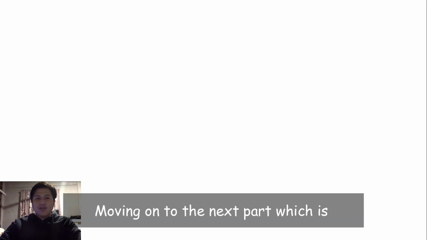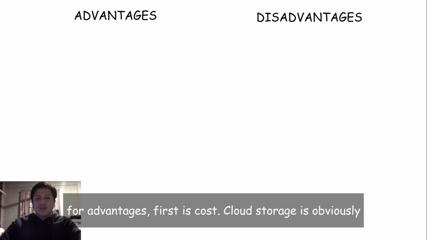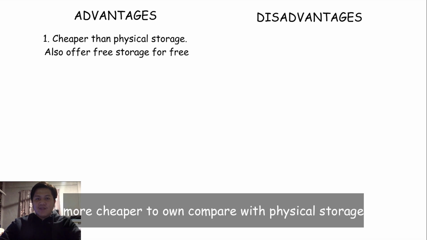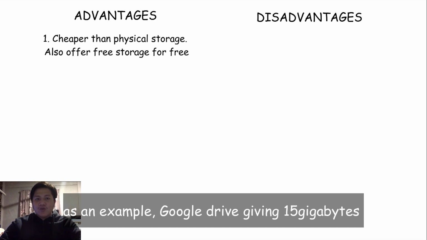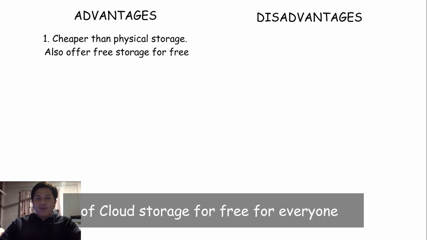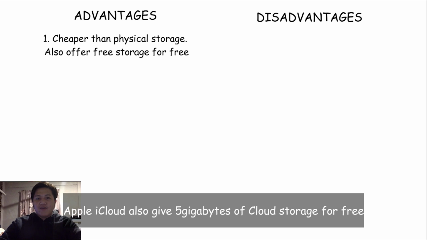Okay, moving on to the next part, which is advantages and disadvantages of cloud storage. For advantages, first is cost. Cloud storage is obviously cheaper to own compared to physical storage because usually we can get basic capacity for free. As an example, Google Drive gives 15 GB of cloud storage for free for everyone. Apple iCloud also gives 5 GB of cloud storage for free.